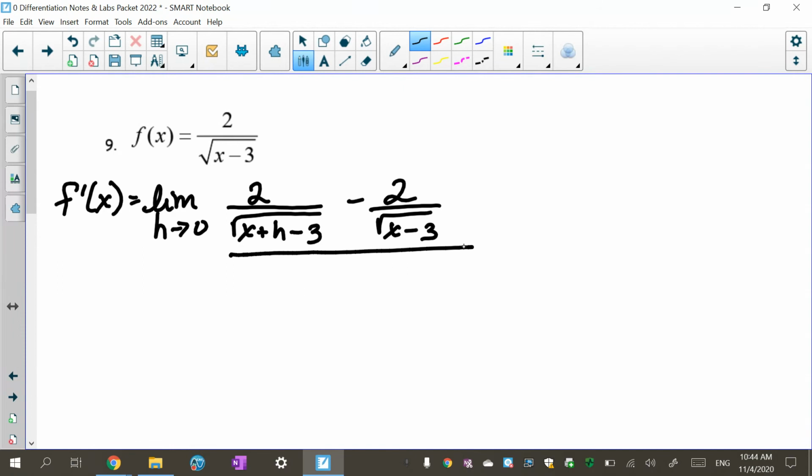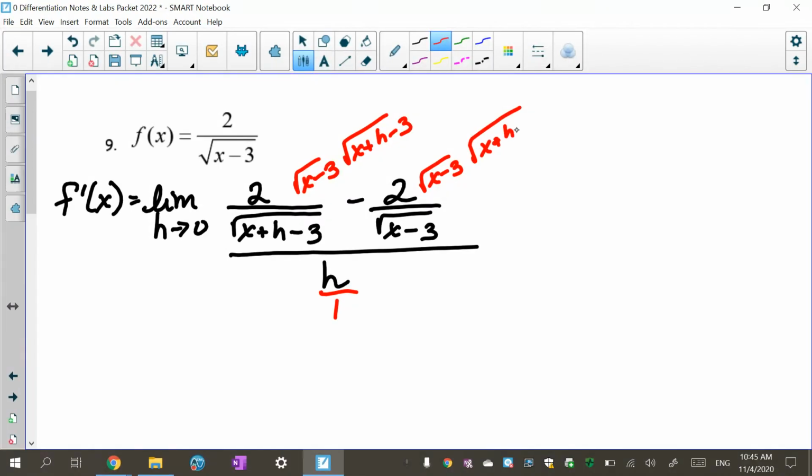all over h, okay? Then, like I did one of these in class as well, I look at it and say, this is a complex fraction. I don't want that. So let's multiply everything by the common denominator, which is going to be radical x minus 3, radical x plus h minus 3. I actually kind of really like doing this once you get in the zone. It is a lot of algebra, but it makes you better at it, okay?